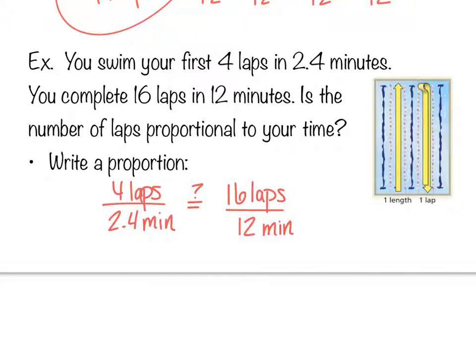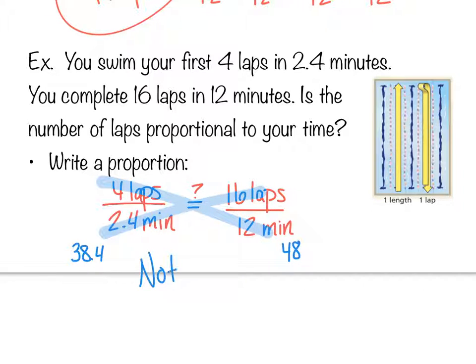And the next thing we're going to do is use cross products to see if it's proportional or not. So when you use your cross products, 2.4 times 16, and we're going to do 4 times 12. And 4 times 12 is 48. And 2.4 times 16 is 38.4. So these are not proportional.